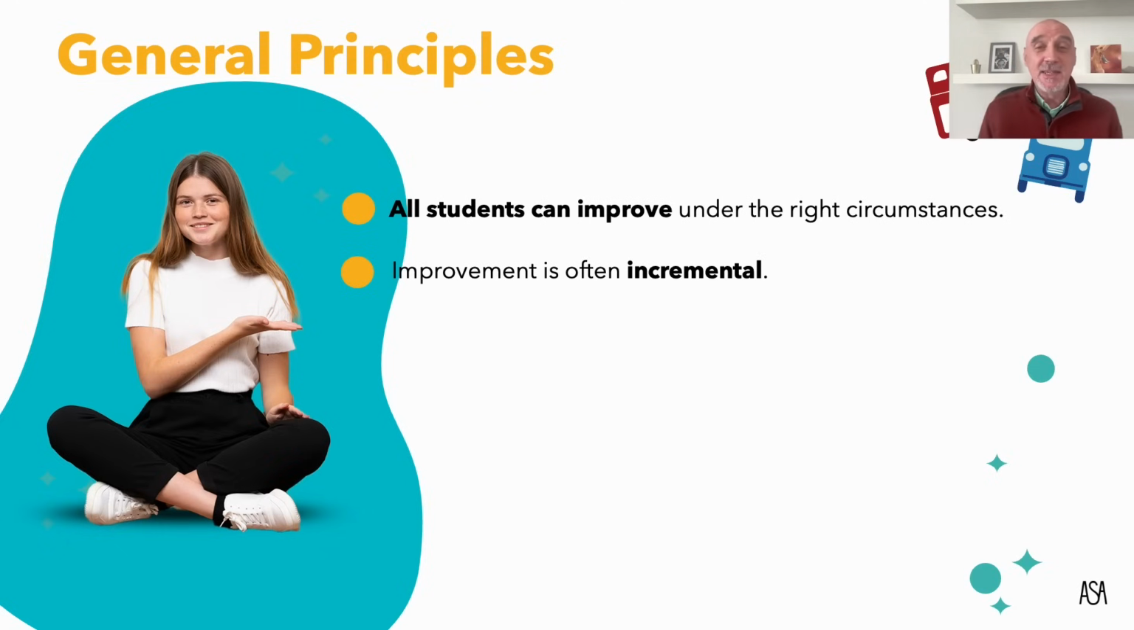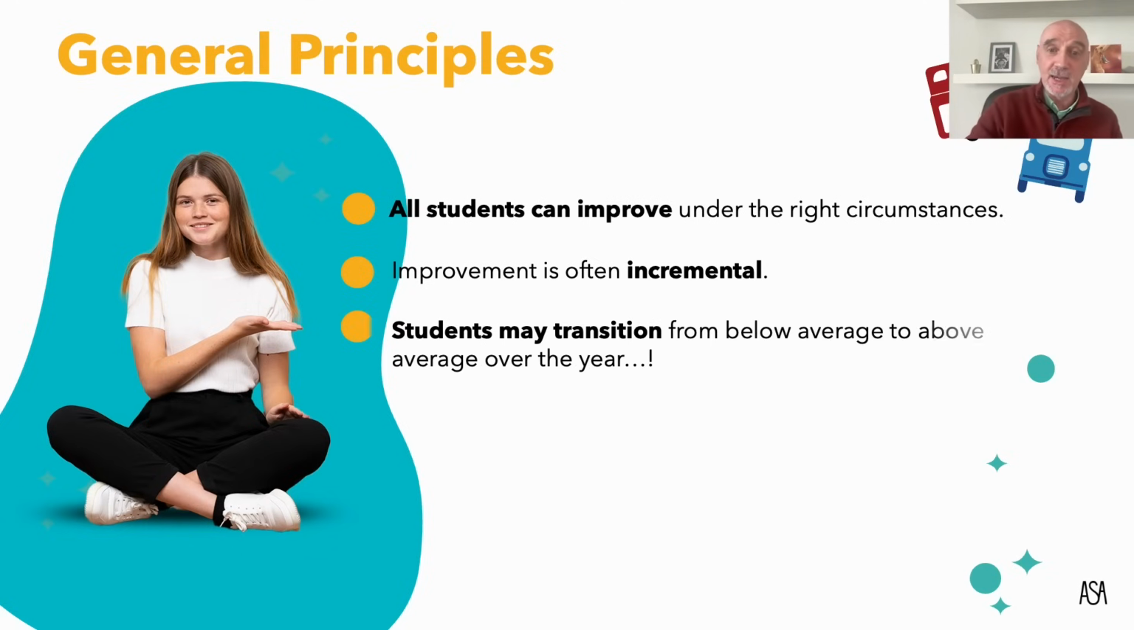The improvement we see can often be incremental, which actually means that we don't often see it on a day-to-day basis. It's slow, it's gradual, it's incremental, and if we compared that student at the beginning and the end of the year, we might see that they could well transition from below average to above average over the year, but it may be difficult to see, as I say, on a day-by-day basis. We have to be patient, we have to be supportive, we have to keep applying the strategies and giving the students the opportunity and the circumstances they need to change. And they can make radical changes.